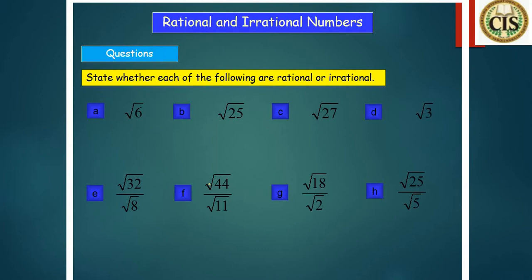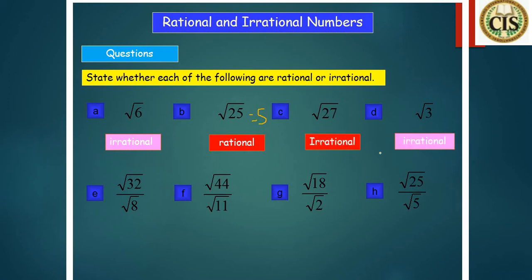Check your understanding. State whether each of the following is rational or irrational. √6, we cannot find √6 exactly, so √6 is an irrational number. √25 equals 5. Is 5 rational or irrational? Very good, rational number. √27, check in your calculator, it will be an irrational number. √3, irrational number. Simplify √32 over √8 first. It will give us 2, so 2 is a rational number.